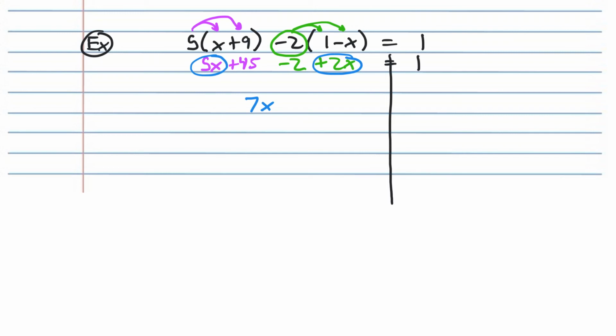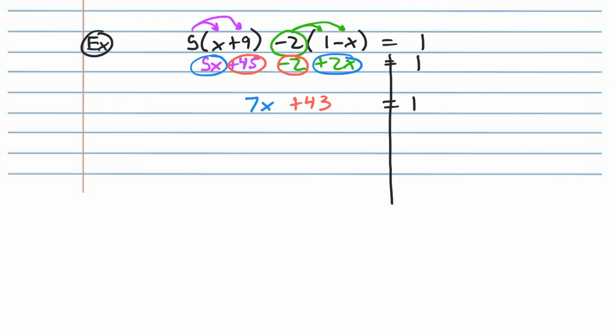And then we can do the same thing with the numbers. Let's combine 45 minus 2. So 45 minus 2 is 43. And we still have that 1 on the other side, so don't forget about it. Remember, that's why I always draw that line so we can see left side and right side. And now we're down to a two-step equation.